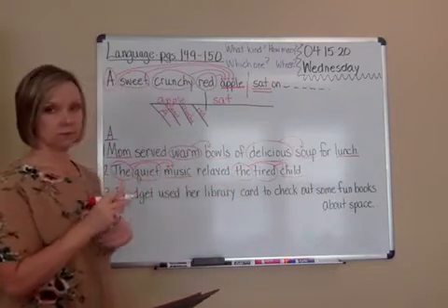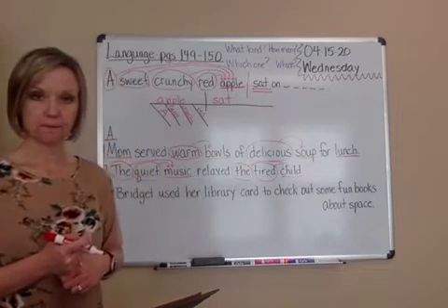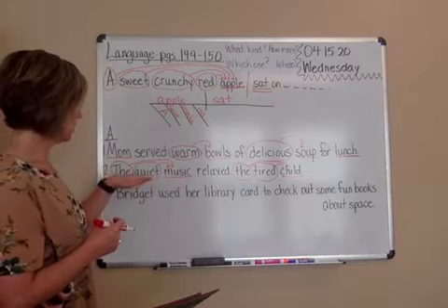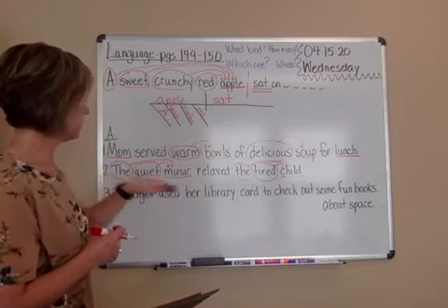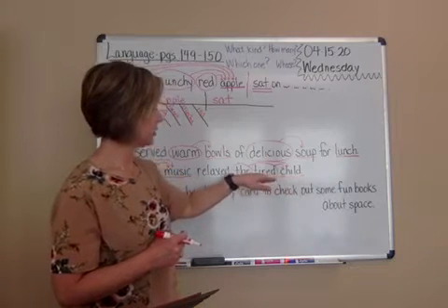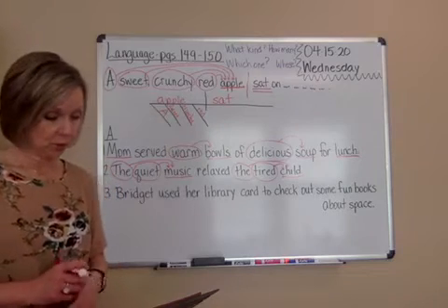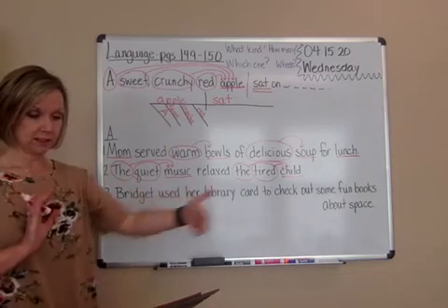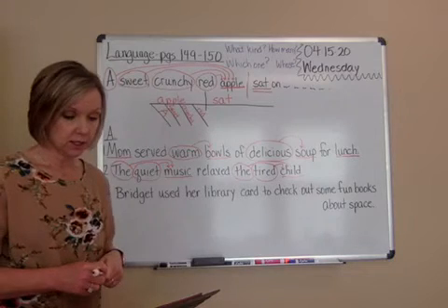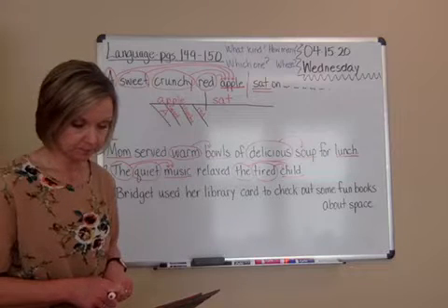Relaxed? No. That's the verb there. Okay, so you had music, adjectives, quiet and the. Noun, here was child, adjectives, tired and the. Let's look at number 3. Ooh, number 3 is a longer sentence. Bridget used her library card to check out some fun books about space.